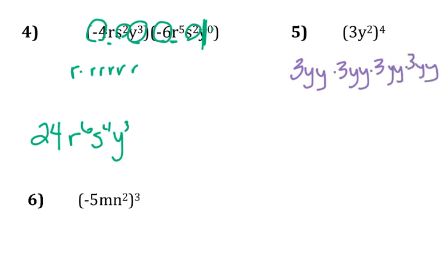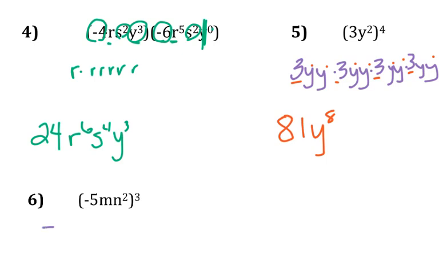And so you would do 3 times 3, which is 9, times 3, which is 27, times 3, which is 81. And then y is your base, and you've got 1, 2, 3, 4, 5, 6, 7, 8 of them. Number 6 is like that, so pause the video and do number 6, and then see if you've got it right.